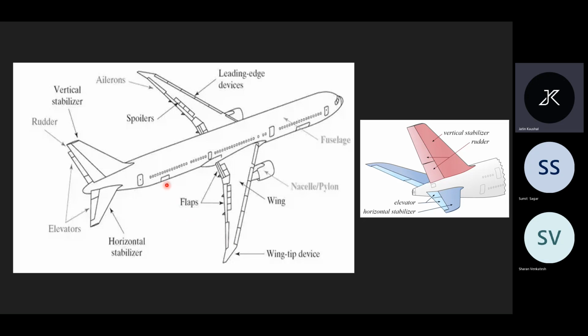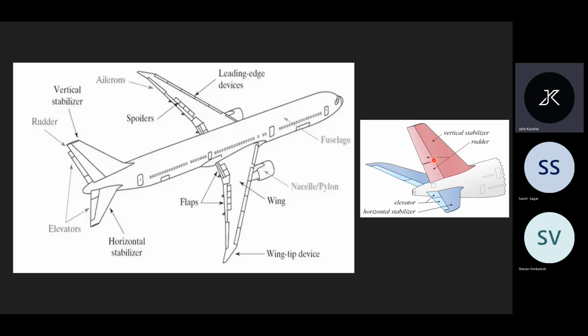This is the basic structure of an aircraft. You don't need to remember how these work, but you can remember the terms. This is leading edge devices. This is spoilers. This is vertical stabilizer. This thing is rudder, elevator, horizontal stabilizer. These are flaps that we just learned. These are wings, wingtip devices.